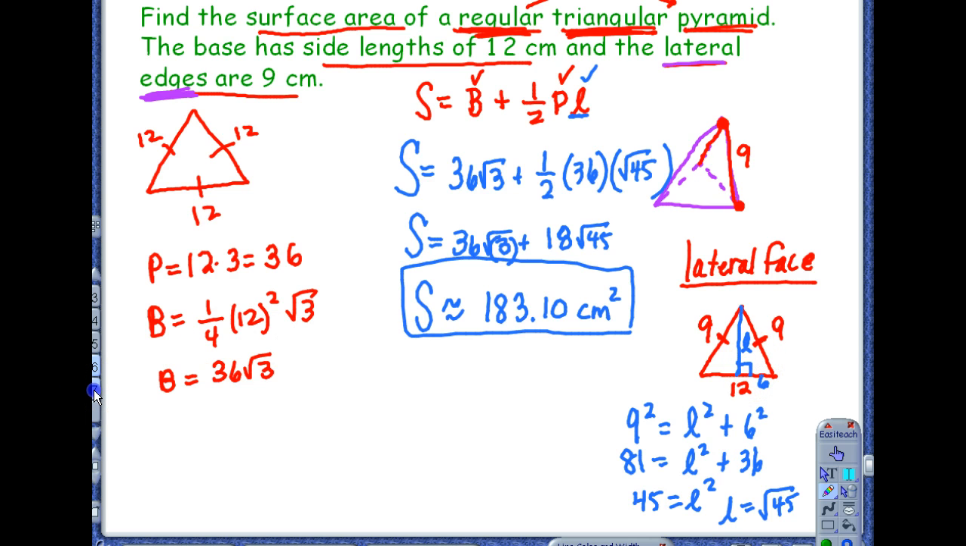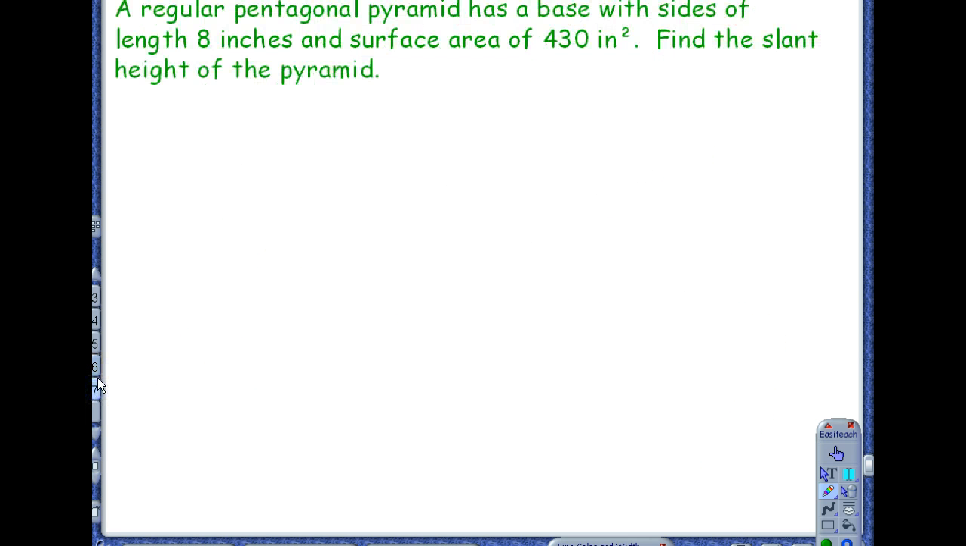Okay? All right, last example. We are going to take a look at another pyramid. This one says we have a regular pentagonal pyramid. So what's the base? A pentagon, a regular pentagon. It has a base with sides of 8 inches. And they tell us the surface area. We're going to find the slant height of this pyramid.